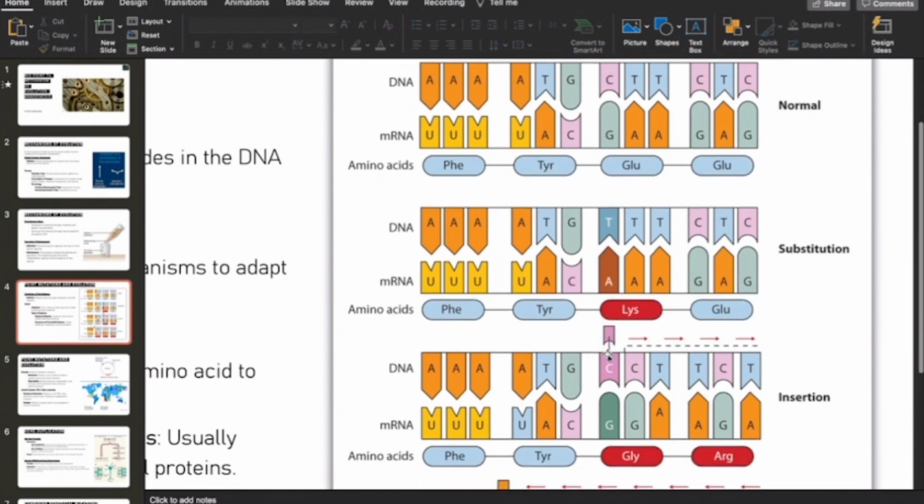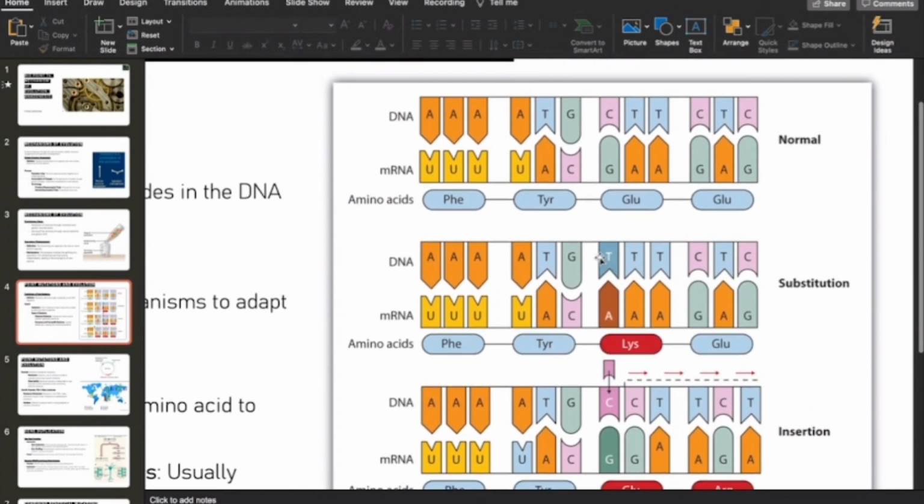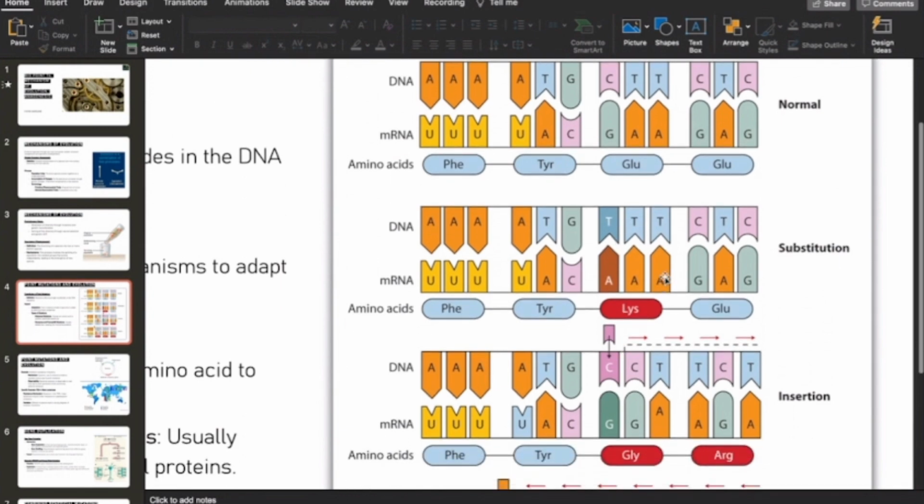So what's going to happen is this is now going to be a completely new nucleotide sequence, and this is now going to code for a completely different amino acid. So instead of coding for the glutamic acid, which is what we needed, we are now going to make lysine. So that is a substitution.